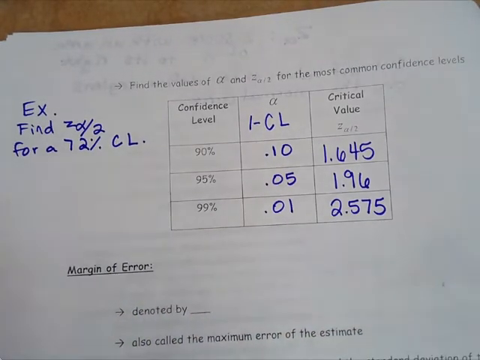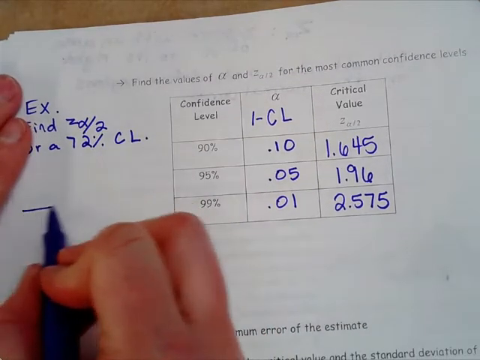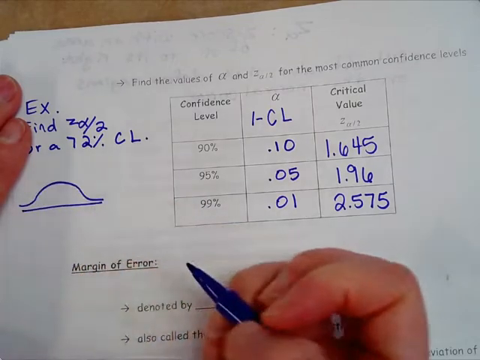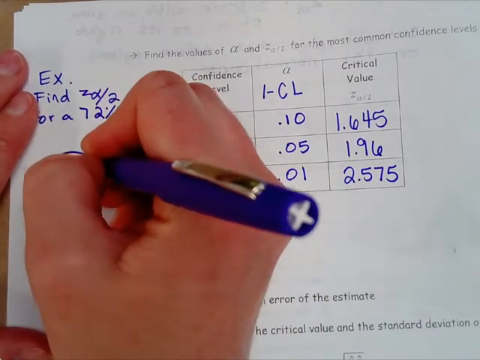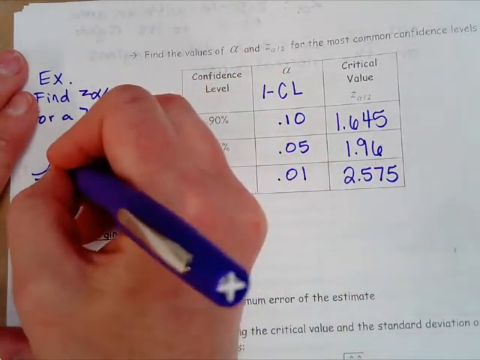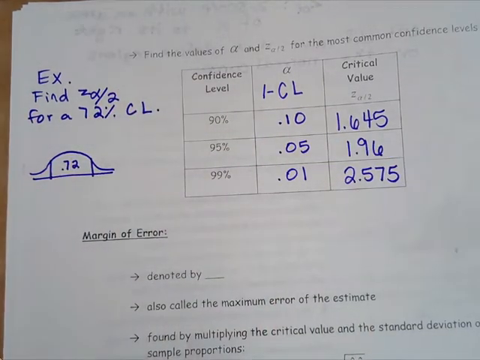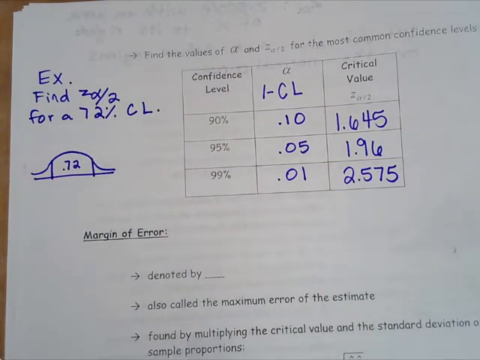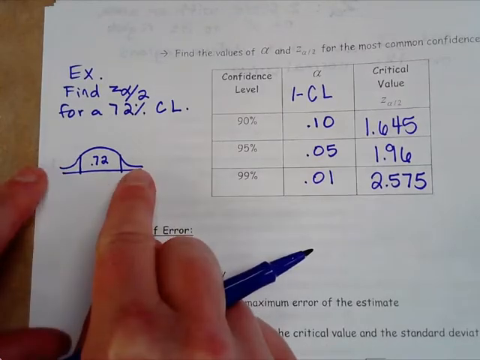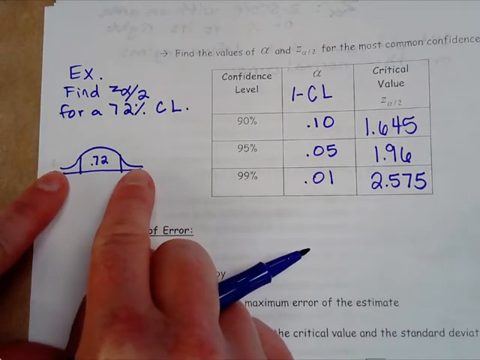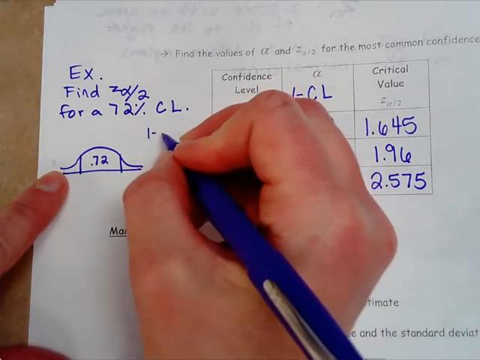So the best thing to do to start out is to draw it. That's a funky looking one. So we have 0.72. So it's not very wide. I kind of made mine wide, but the area is 0.72. So we need to find what's the area in each one of the tails. So we would need to subtract from 1 to find alpha.